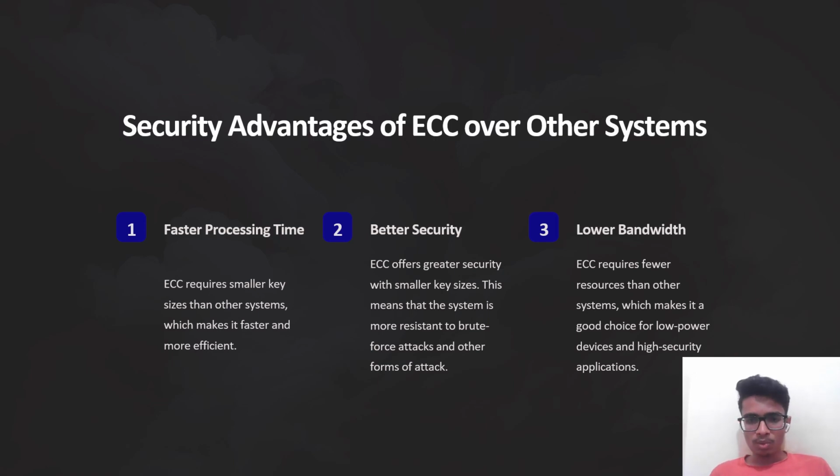So there is a lower bandwidth. ECC requires fewer resources than the other systems, which makes it a good choice for low power devices and high security applications. As a system, ECC suits low power devices, which makes it a good choice for users all over the world as a security system. So these are the security advantages of ECC over other systems.